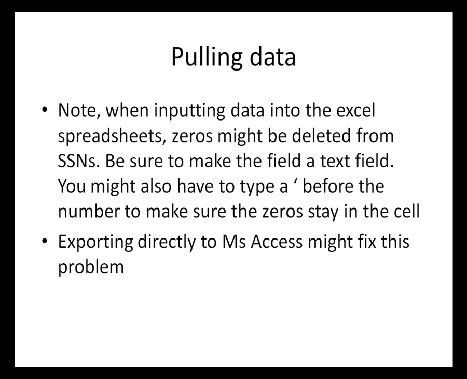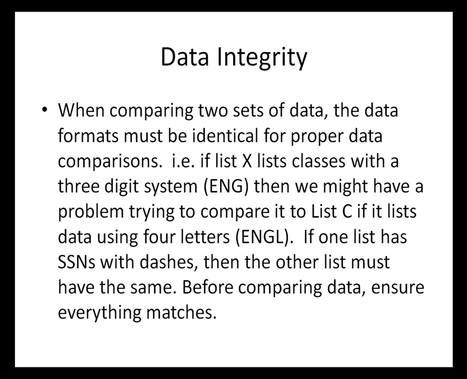Some notes to think about when you are pulling data. You want to make sure that your Social Security numbers or client ID numbers come through correctly. Sometimes if you have leading zeros, some of those may delete themselves from Microsoft Excel, so you want to watch that. Also, watch for data integrity. You want the data of both lists to match exactly. For instance, if one course uses a 3-digit identifier and another course uses a 4-digit identifier, you won't be able to compare the courses effectively.